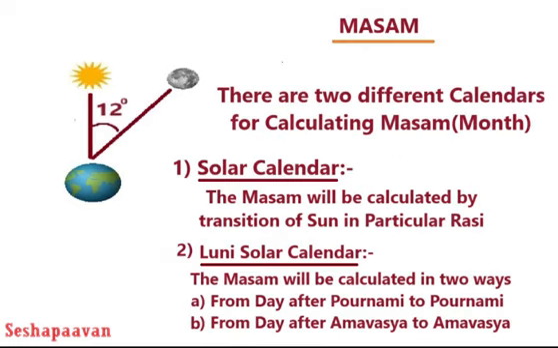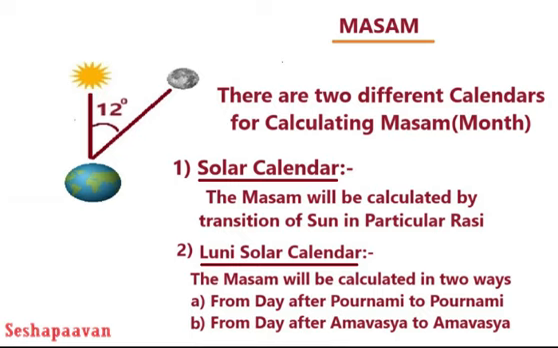Now I will explain about Masam. Masam means month. There are two different calendars for calculating Masam. Number one is the solar calendar. The Masam is calculated by the transition of the sun into a particular Rashi. We all know that there are 12 Rashis.